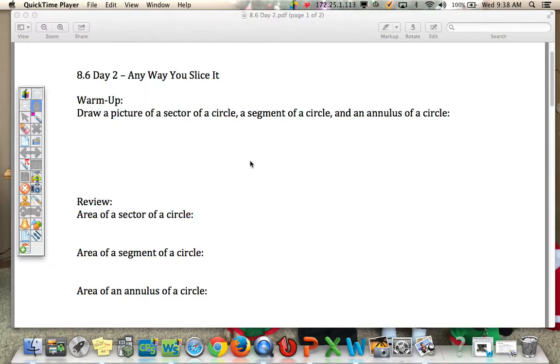Today we're going to review what we looked at yesterday: sector, segment, and annulus of a circle, and practice problems involving each of these types of circles. So the warm-up: draw a picture of a sector, a segment, and an annulus of a circle.